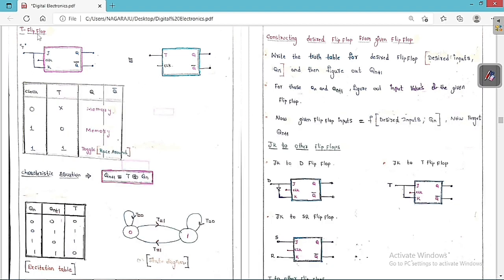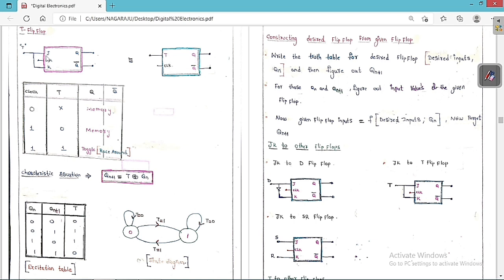Now we are going to learn about the T flip-flop. In a JK flip-flop, we have J, K, the clock, Q and Q bar. We join J and K, and this common terminal we call T. If you do this arrangement, joining J and K and calling it T, this is called a T flip-flop. It is just rearranging the JK flip-flop using some modifications. This is equivalent to a T flip-flop with T, clock, Q and Q bar.